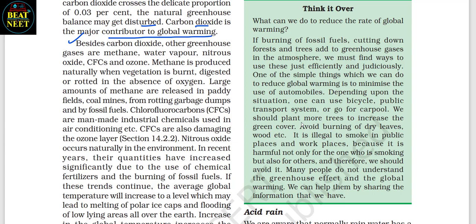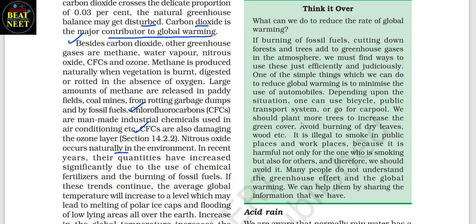Methane is produced naturally when vegetation is burned, digested, or rotted in the absence of oxygen. Large amounts of methane are released in paddy fields, coal mines, from rotting garbage dumps, and by fossil fuels. Chlorofluorocarbons are man-made industrial chemicals used in air conditioning, etc. CFCs are also damaging the ozone layer.